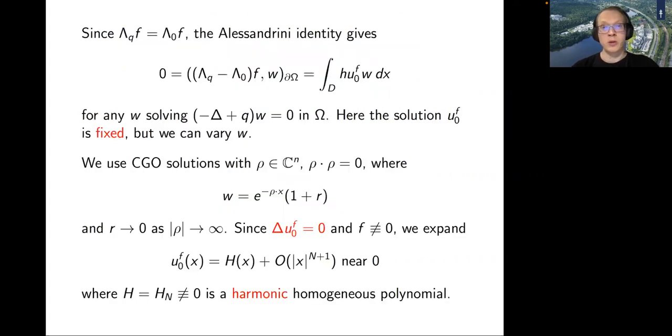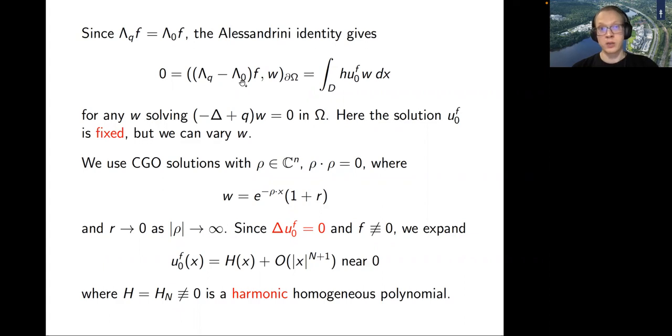So now we are going to use some methods which are familiar from the theory of the Calderón problem. Since Λ_Q f is equal to Λ_0 f, we can use the so-called Alessandrini identity to say that 0 is equal to the integral over the boundary of (Λ_Q − Λ_0)f against some function w. And the Alessandrini identity says that this boundary integral can be written as an integral over the domain Ω, and then you have the difference of the potentials, which is Q minus 0.